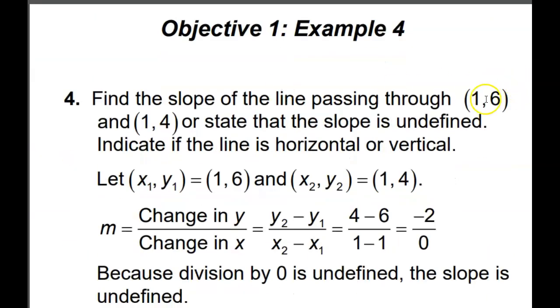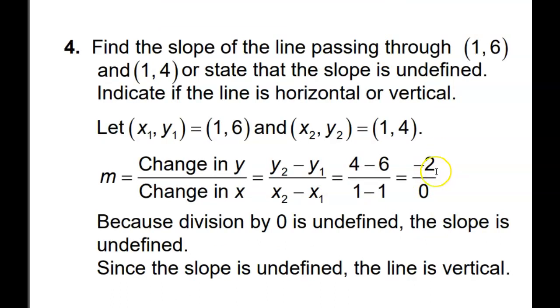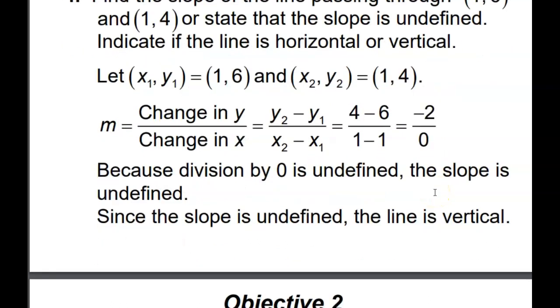You can see in this one, the point (1, 6) and the point (1, 4), the x's are the same. So when I find my change in x, I get a 0. So I end up dividing by a 0. And you can see the calculation done out. If you want to look at it more carefully, you can always stop the video. I get negative 2 over 0. If I do that in the calculator, I get an error or some can't divide by 0. That means the slope is undefined and the line is vertical.